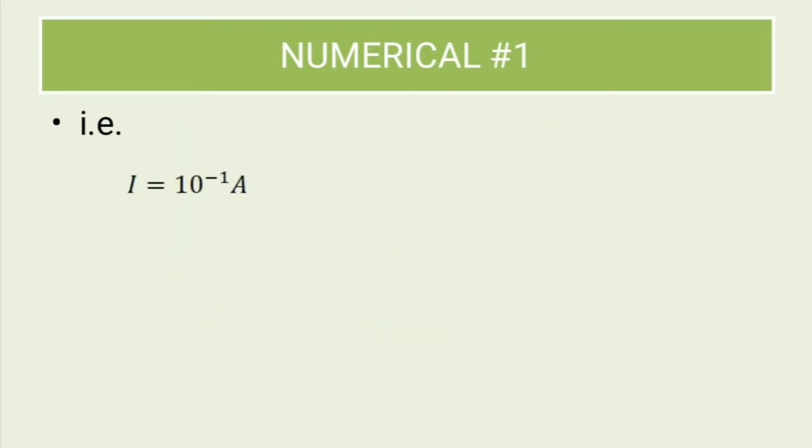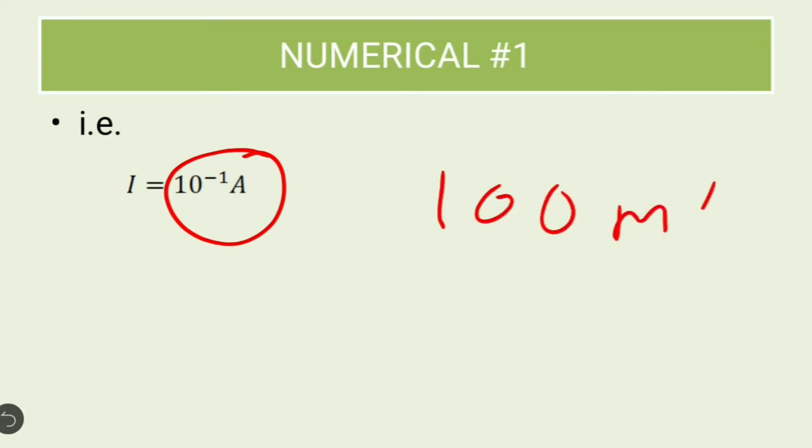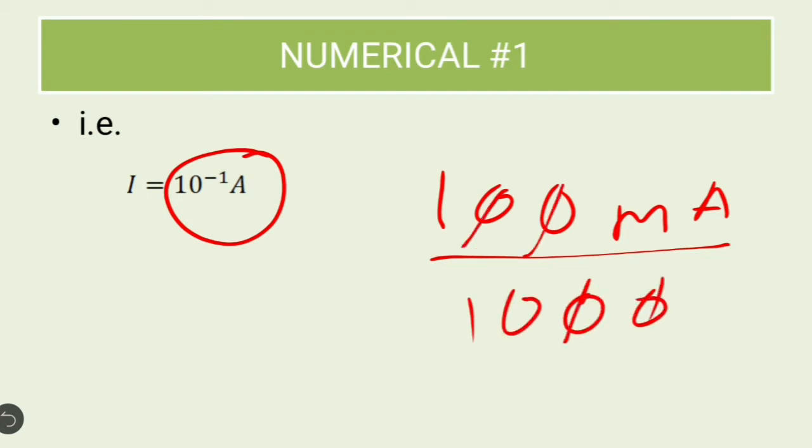Now, I, that is the current, is equal to 100 milliampere, and to convert it to ampere, you have to divide it by 1000, because we all know that 1 ampere is 1000 milliampere. So how did I get 10 raised to minus 1 ampere? I divided 100 milliampere by 1000. So dividing 100 by 1000, I will get 1 upon 10 amperes. And 1 upon 10 is nothing but 10 raised to minus 1 ampere.